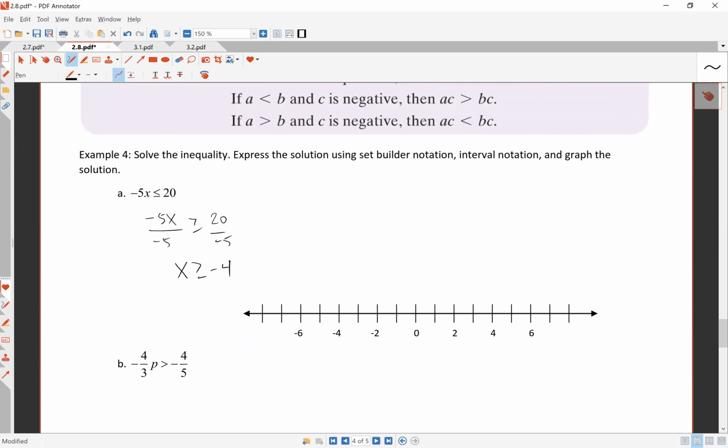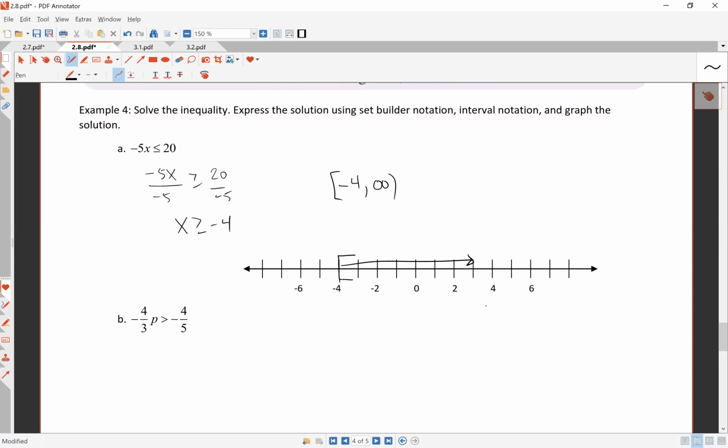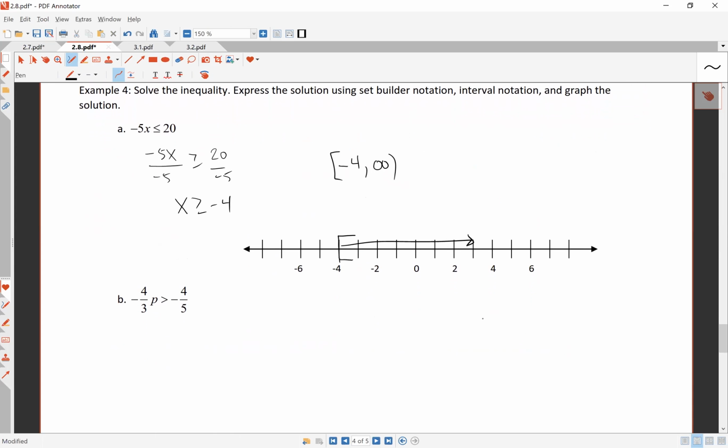And now you graph that at negative 4. Greater than or equal to negative 4. And then interval notation, the leftmost number is negative 4 and the right is infinity. We don't include infinity ever. And in this case, we include negative 4. And remember, set builder notation is just the set of x such that, insert the inequality in there.